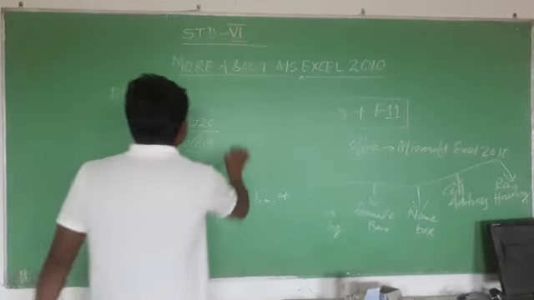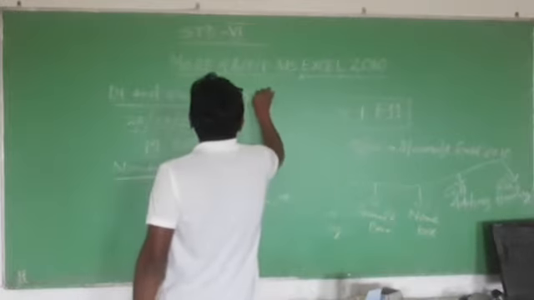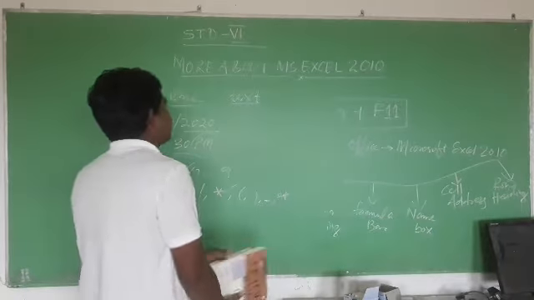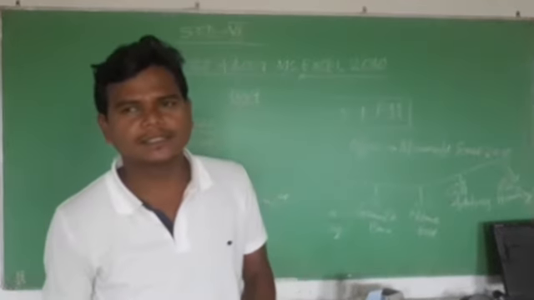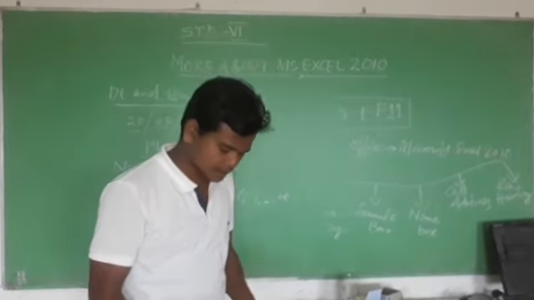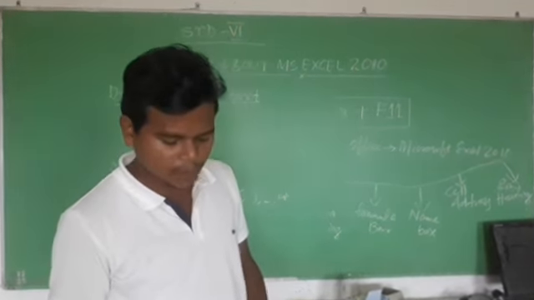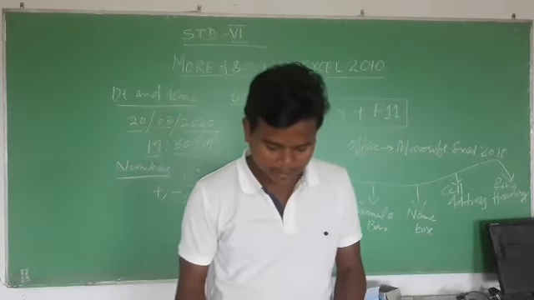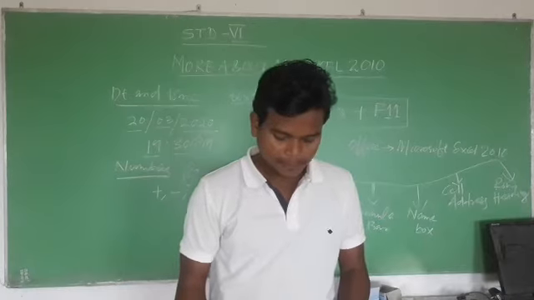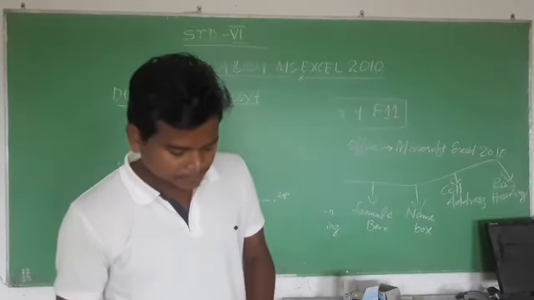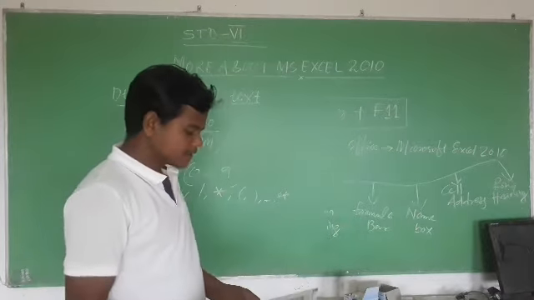Next one is text. Text is whatever we can write, using letters, numbers, and special characters like $ and blank space. By default these values are left aligned. It is used, for example, to enter an address, etc.